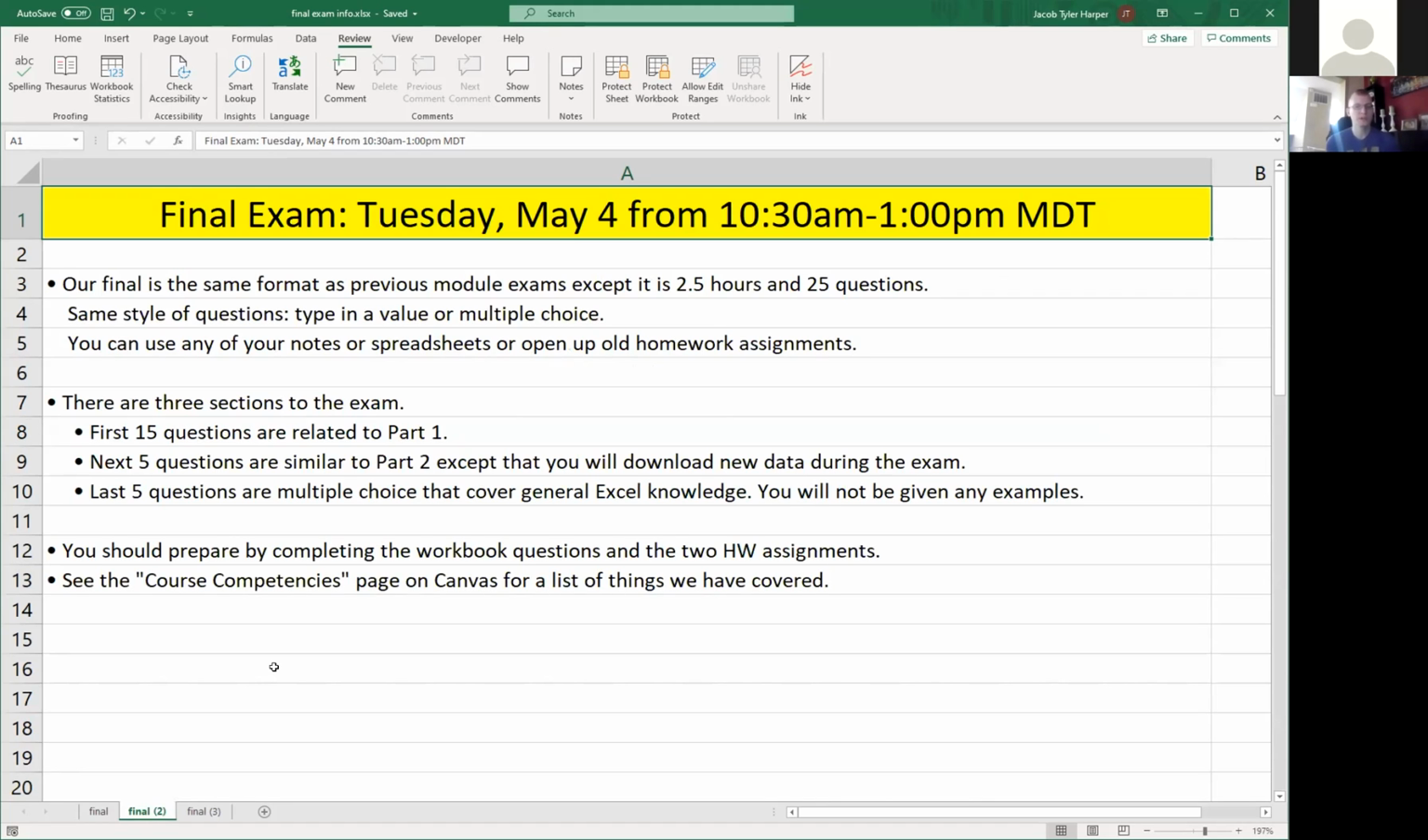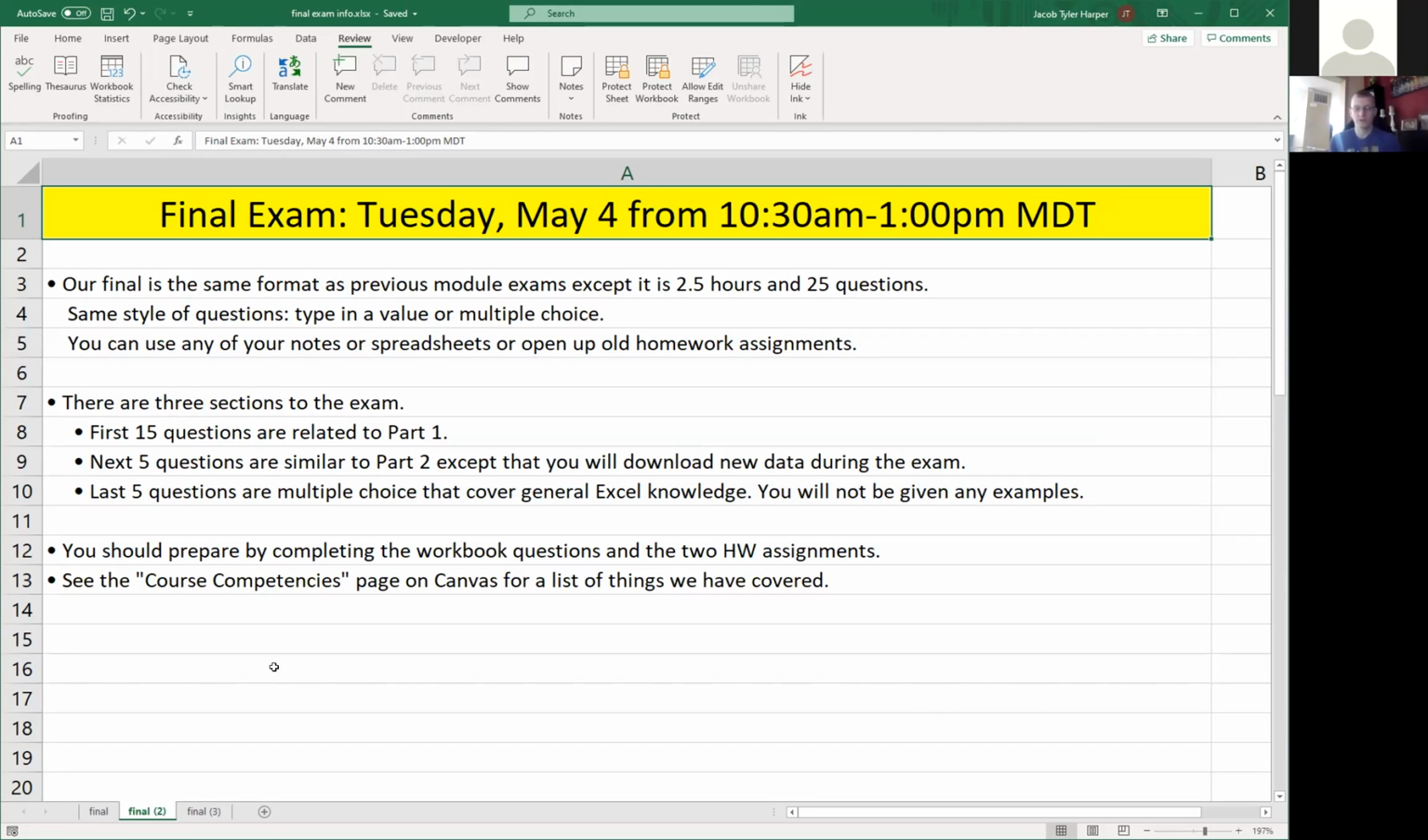It's going to be essentially the same format as previous module exams, except it's going to be 2.5 hours long, which means there's 25 questions instead of the usual 10. But those questions are sort of the same style as they always are. You know, you got the few where you type in a number, and the other ones where it's multiple choice, and that's pretty much it.